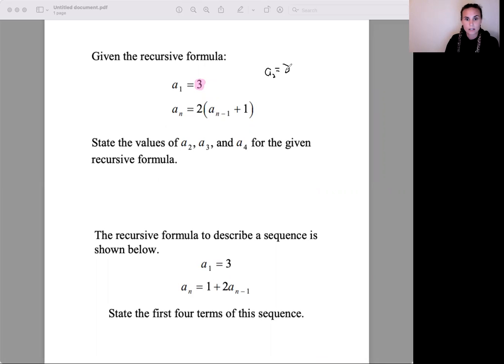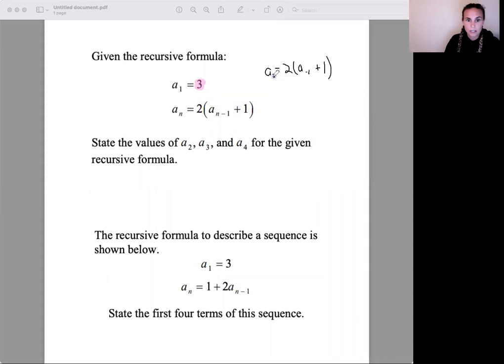So we have 2 times a sub n minus 1. And this a sub n just means any term. I use the letter n because for any term, it's easy to remember that way. So I'm going to erase the n, because we don't need it; we know what numbers we're dealing with now.